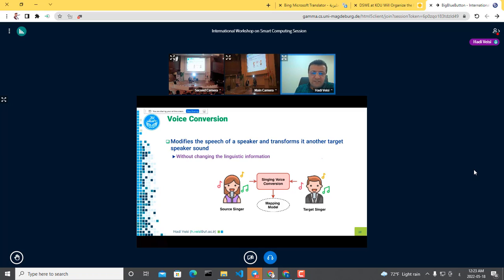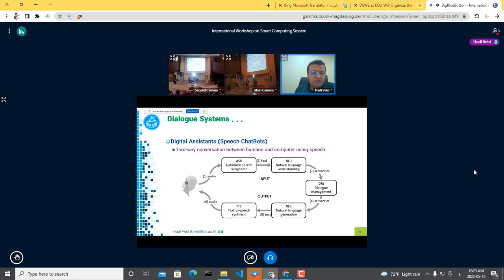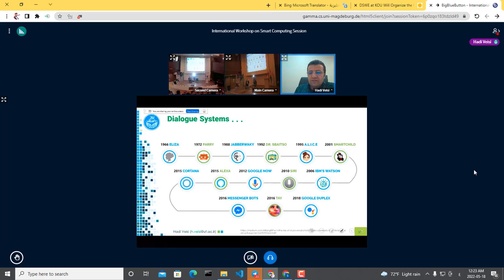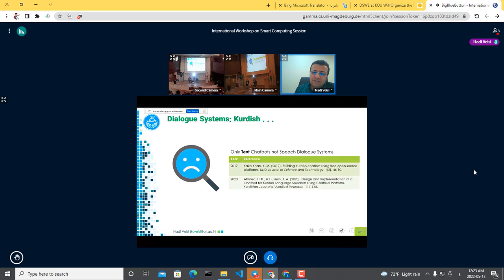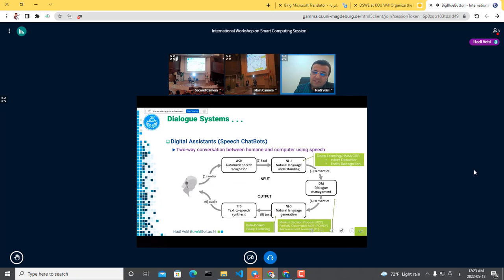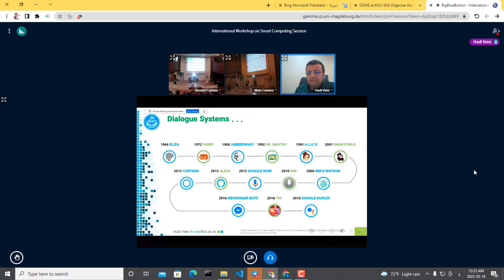For voice conversion, there are no works in Kurdish. Also, for dialogue systems or digital assistants, there are many digital assistants nowadays in your pocket, on your cell phone or your computer, but there are only 2 works on text chatbots. I found there is no speech-to-speech dialogue system, of course. This part of the chatbot we call a text-based dialogue system.